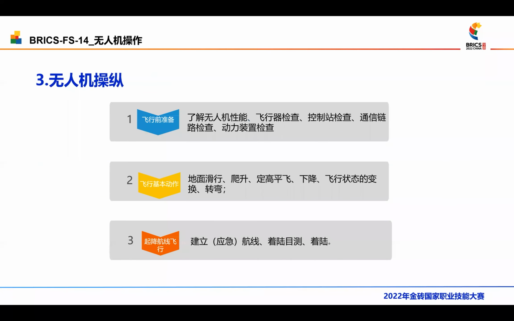The third is UAV manipulation. It also has 3 steps. The first step is the preparation before flight. We should understand the UAV performance, aircraft inspection, control station inspection, communication link inspection, power device inspection.